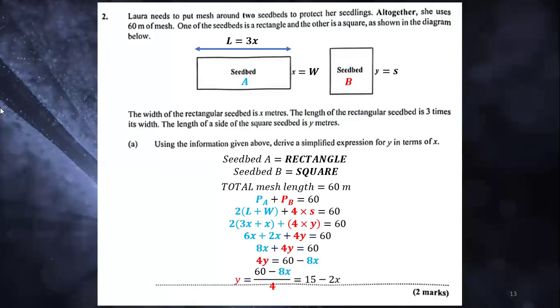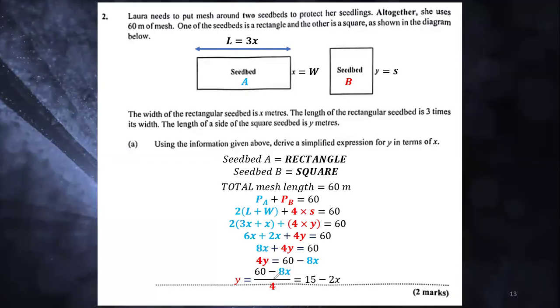Right, so let's just explain that a bit further. So 4 will divide into 60 to give me 15. And 4 will divide into 8x to give me 2x. Or 4 rather will divide into negative 8x to give me negative 2x. And that's the simplified expression for y in terms of x.